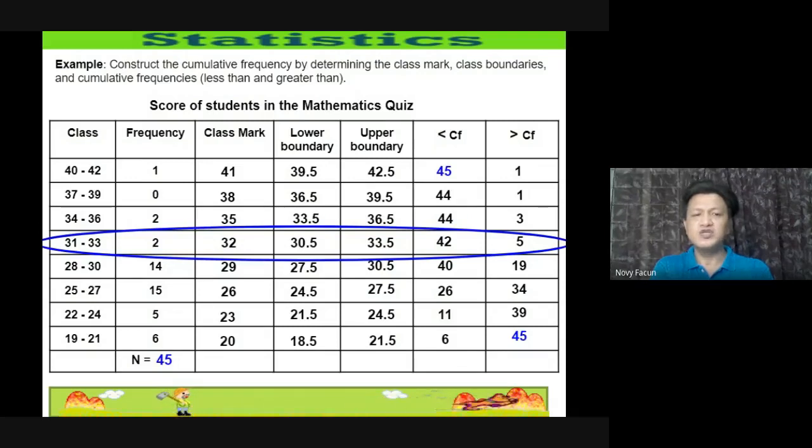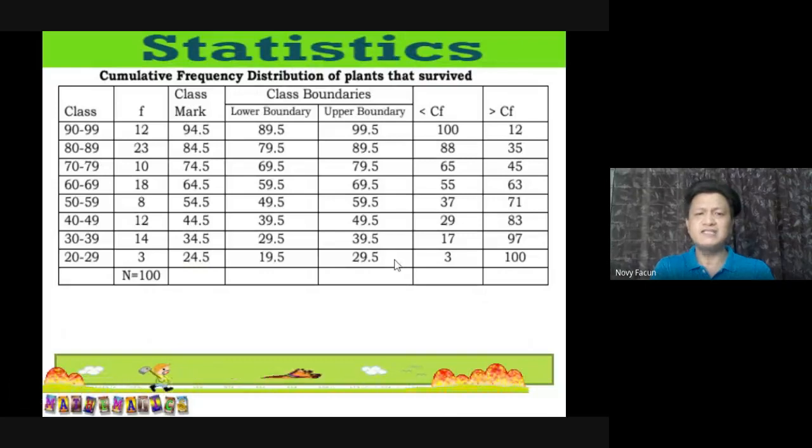Ibig sabihin niyan, a score of 26 under the heading less than cumulative frequency means that there are 26 students who got a score less than 27.5. A score of 19 under the heading greater than cumulative frequency means that there are 19 students who got a score greater than 27.5. So, ganun po kung paano mag-interpret. So, with that, let's sum up, no?